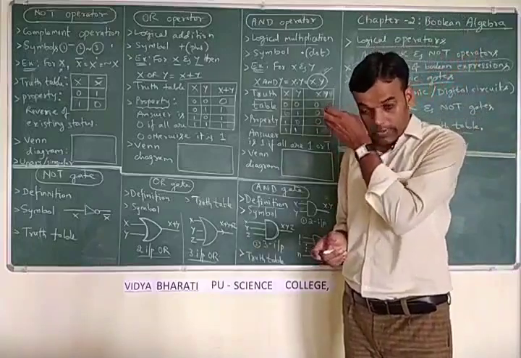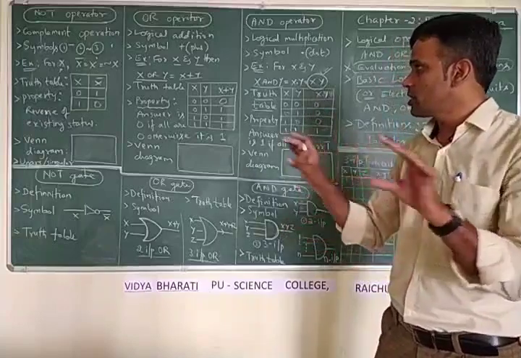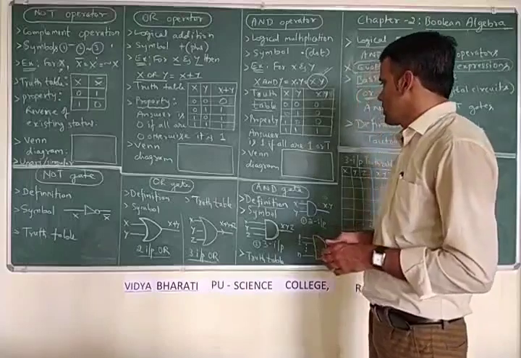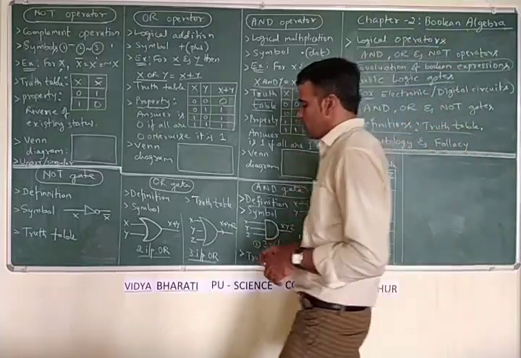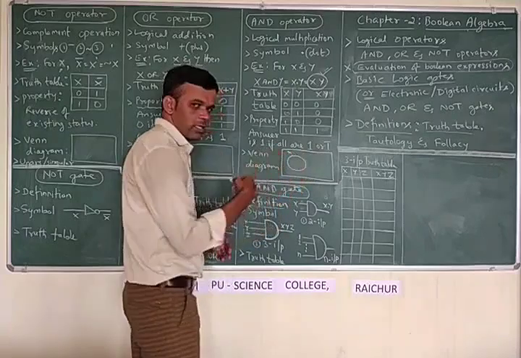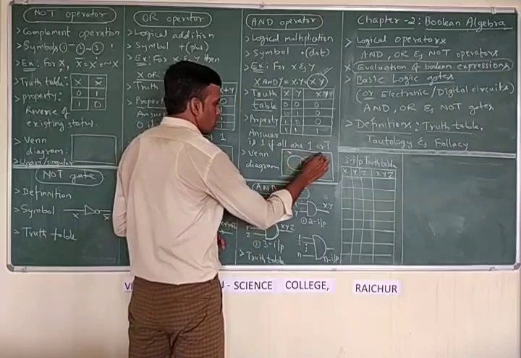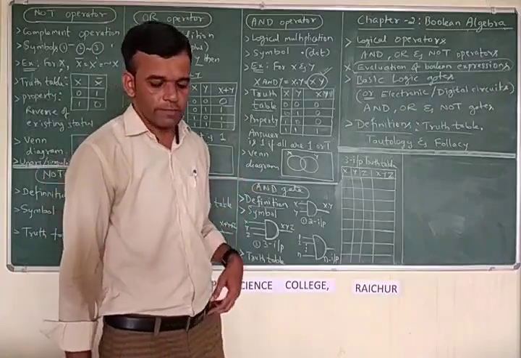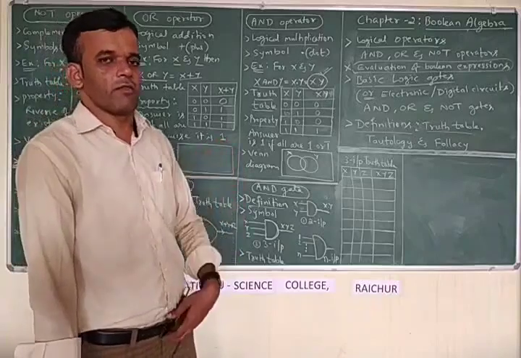So now the Venn diagram for the AND operator. When the AND operator is used in a Boolean expression, it performs some operation. We are considering two variables, or two operands. Say one circle is x, and the other circle is overlapped with x. This is y, this is x, and we are talking about the AND operation. The AND operation is quite similar to the intersection of two sets.